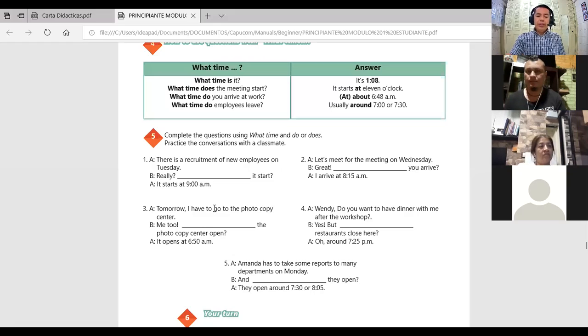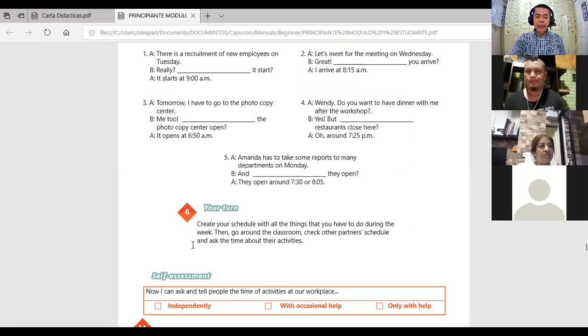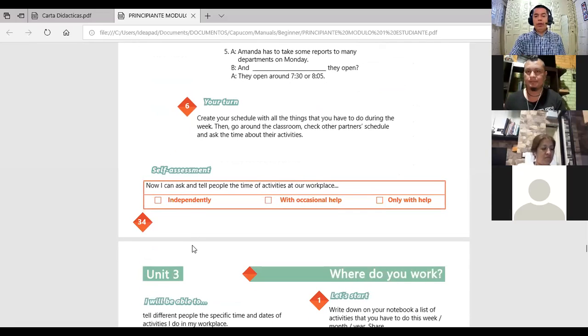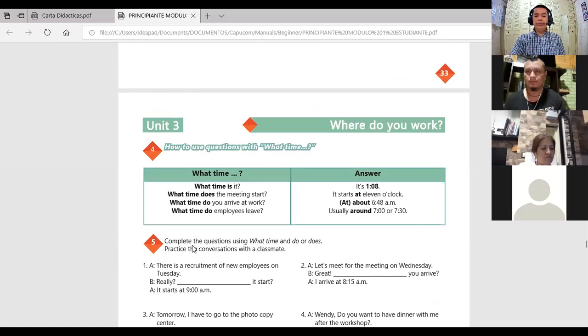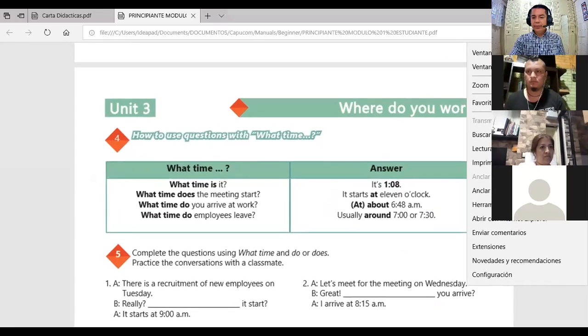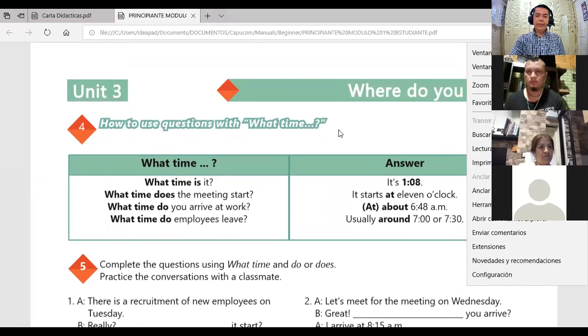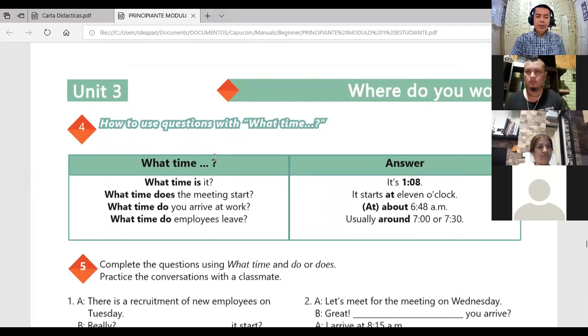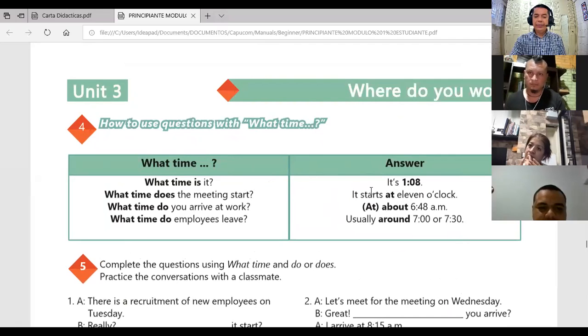So, let's go to page number 34. Page 34, right? Vamos a agrandar un poquito esto. Like this, right? Okay. So listen, please. What time and the answer, right? What time is it? It's 1:08.